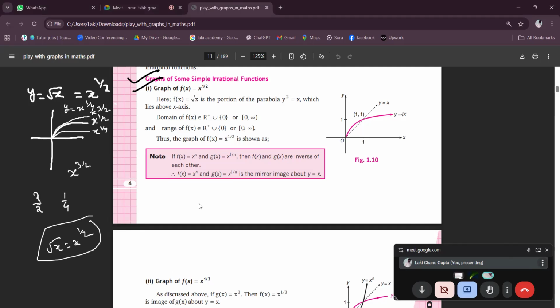Okay. You understood this? Whenever you increase the power of x, the graph will be closer to the y-axis, right? So note this.